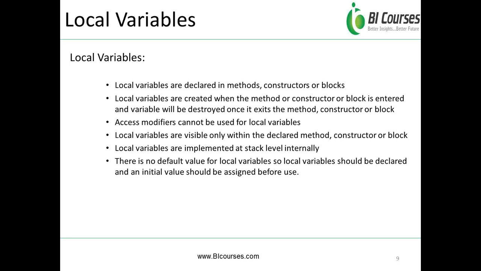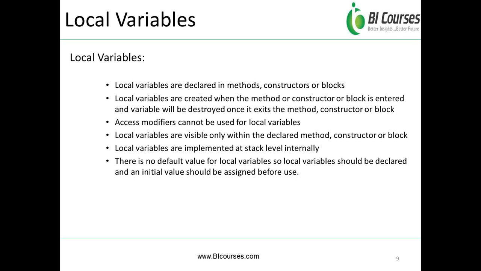What are access modifiers? We'll discuss access modifiers in more detail, but if you look at the previous public static void method, public is nothing but an access modifier. So we will discuss more about access modifiers in the next slides. Now, local variables are visible only within the declared method or constructor or block. Local variables are implemented at stack level internally. There is no default value for local variables. So a local variable should be declared and an initial value should be assigned before we use it.